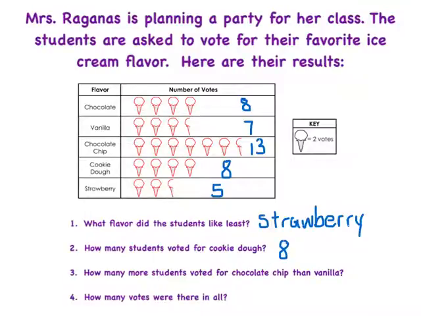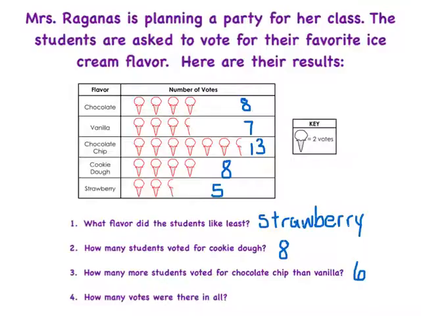Number 3, how many more? When I see those words, I know I'm going to be subtracting. How many more students voted for chocolate chip than vanilla? Well, my chocolate chip is 13. My vanilla is 7. So I would subtract 13 minus 7 is 6.